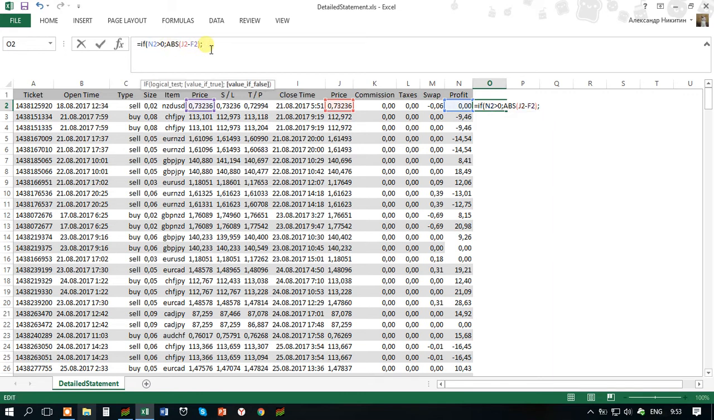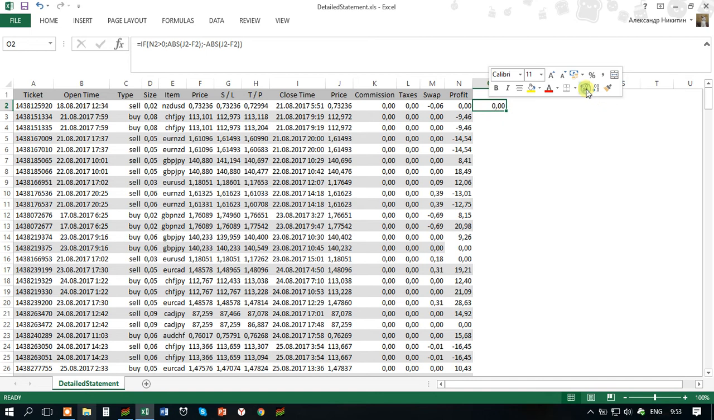And if this cell is not more than 0, then you should do this. You should do the same but invert it. Control C, Control V. It should be always negative. If it is a loss here, this should be always negative. Done. This is the formula.